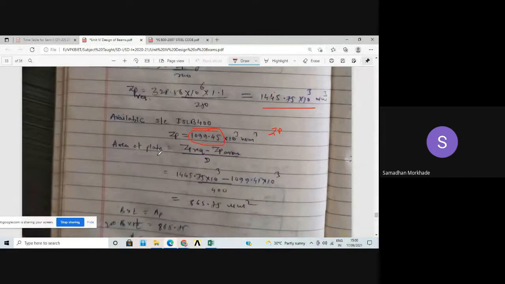So in that case we have to calculate the area of plate, the plate that we provide.